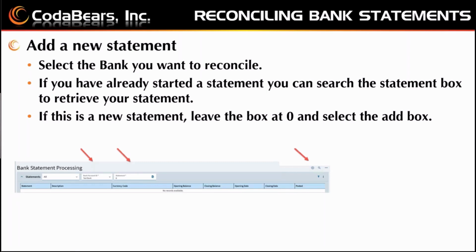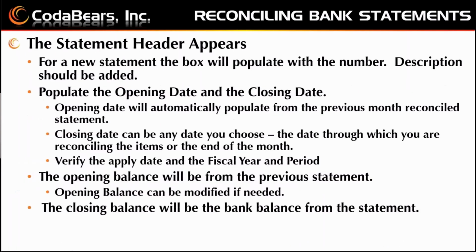So first we're going to add a new statement. You want to select the bank you want to reconcile, and you can see that in that top header line. If you've already started a statement, you can search the statement box to retrieve your statement. If it's a new statement, leave the box at 0 and the system will go ahead and put a statement number in there for you. The statement header is going to appear. For a new statement, the box will populate with the number.